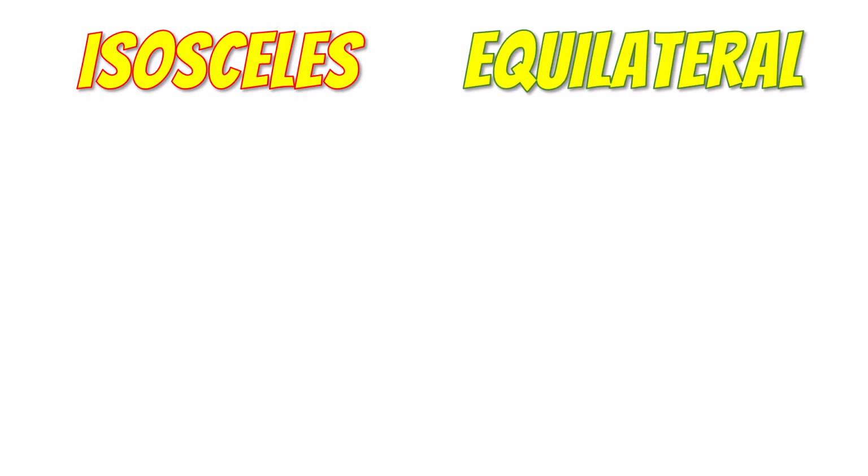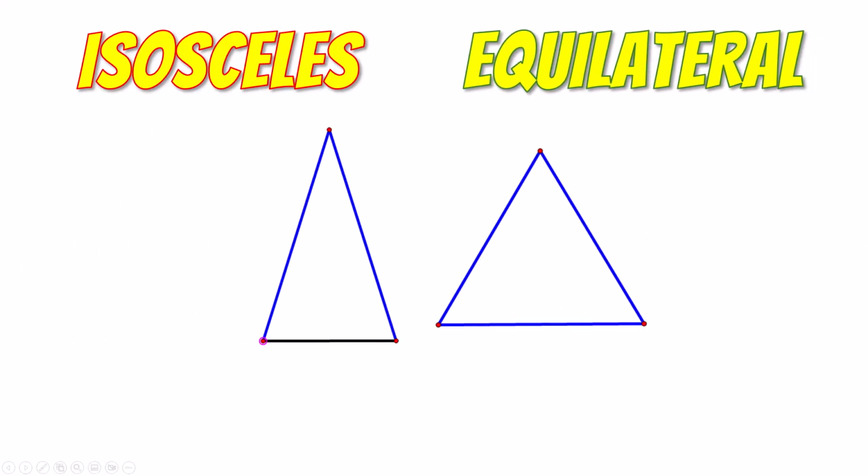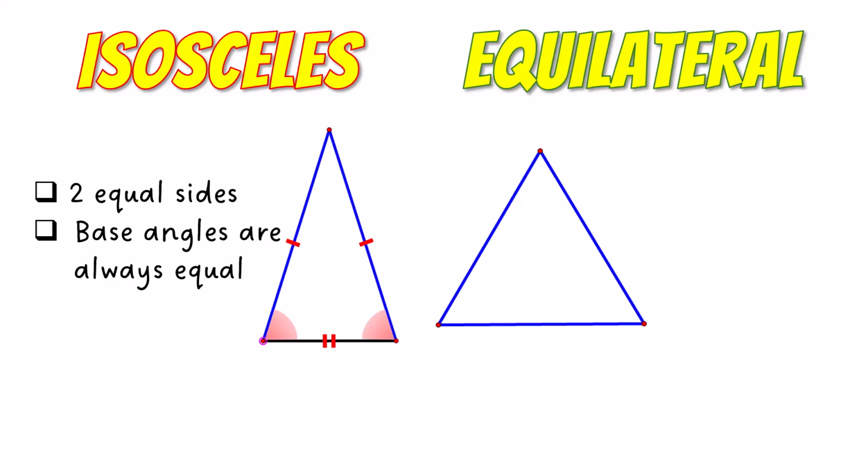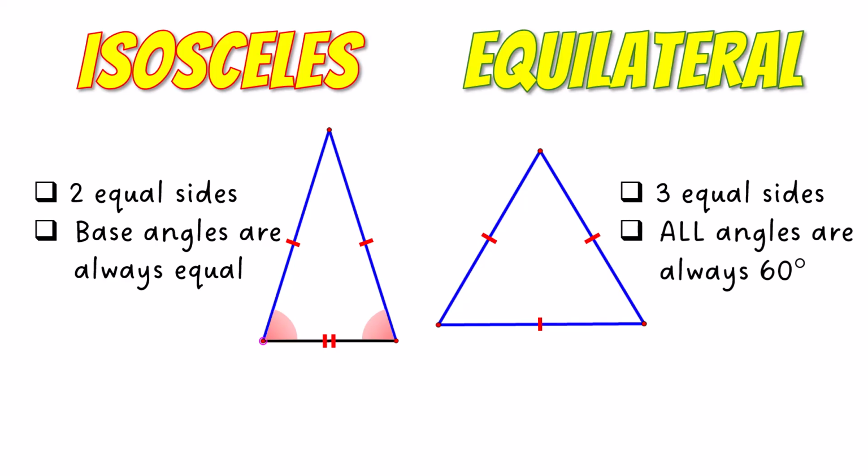All right, for your notebook, we are talking about isosceles and equilateral triangles today. So isosceles triangles, they have two equal sides, and the third side would be a different length. And the base angles are always going to be equal. Equilateral, it has three equal sides, and all the angles are always going to be 60 degrees. Pause if you're copying. I'm moving on.